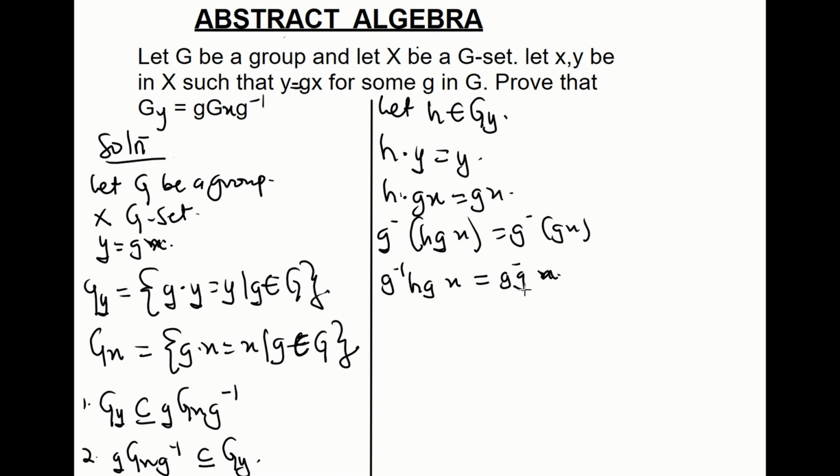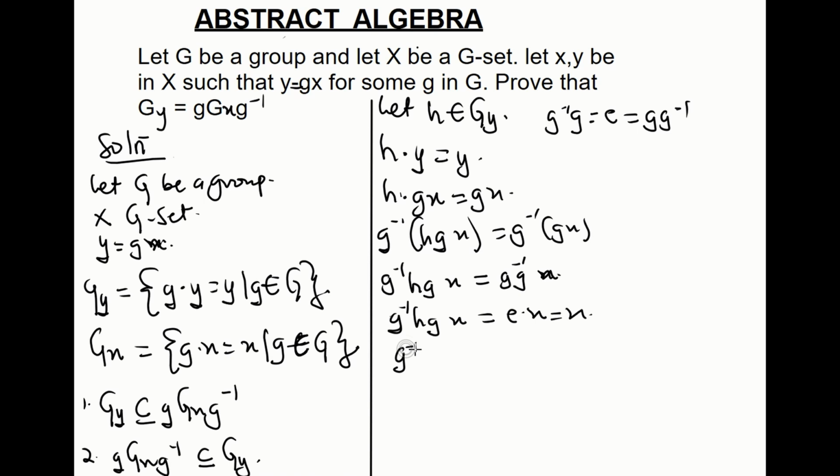But g inverse g is the same as e, the identity element in G. So we see that this gives us (g inverse h g)·x equals e·x, which is the same as x.